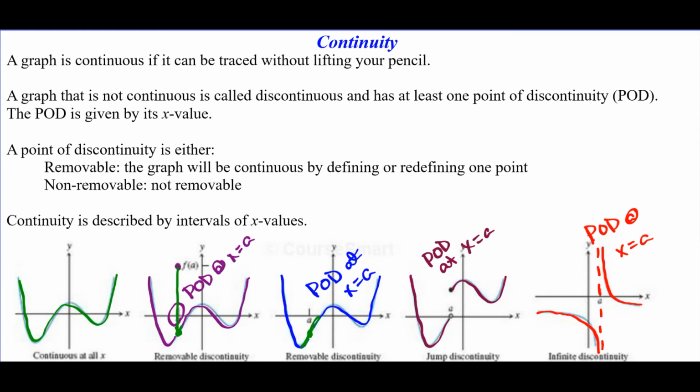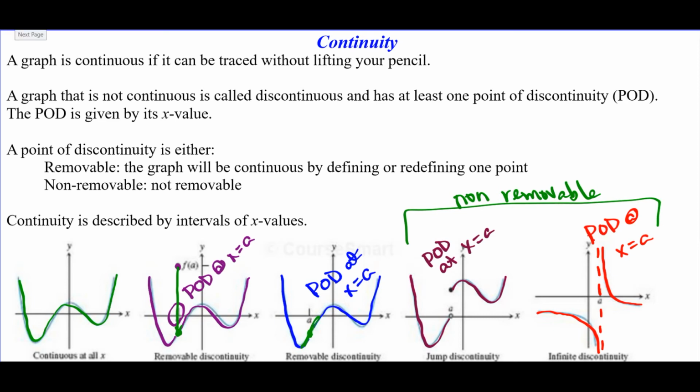A non-removable point of discontinuity is the last two types here. So both of these are non-removable. So this first one is the jump discontinuity, and then the second one is an infinite discontinuity or an asymptote discontinuity. So we want to be able to look at a graph and identify it as continuous or discontinuous. We also want to be able to look at those discontinuous graphs and classify the points of discontinuity as removable or non-removable.